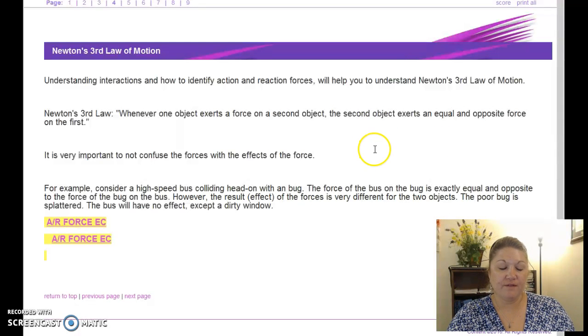It's very important not to confuse the forces with the effects of the force. So, for example, here we got a high-speed bus colliding head-on with a bug. Now, they both experience the exact same force, equal in magnitude, opposite in direction. But the poor bug has a very different effect from feeling this force. He, unfortunately, splatters all over the windshield, where the bus has no effect, it feels nothing, just has to clean the window. The forces are the same, but the effect of the forces is very different. So don't get those two confused.